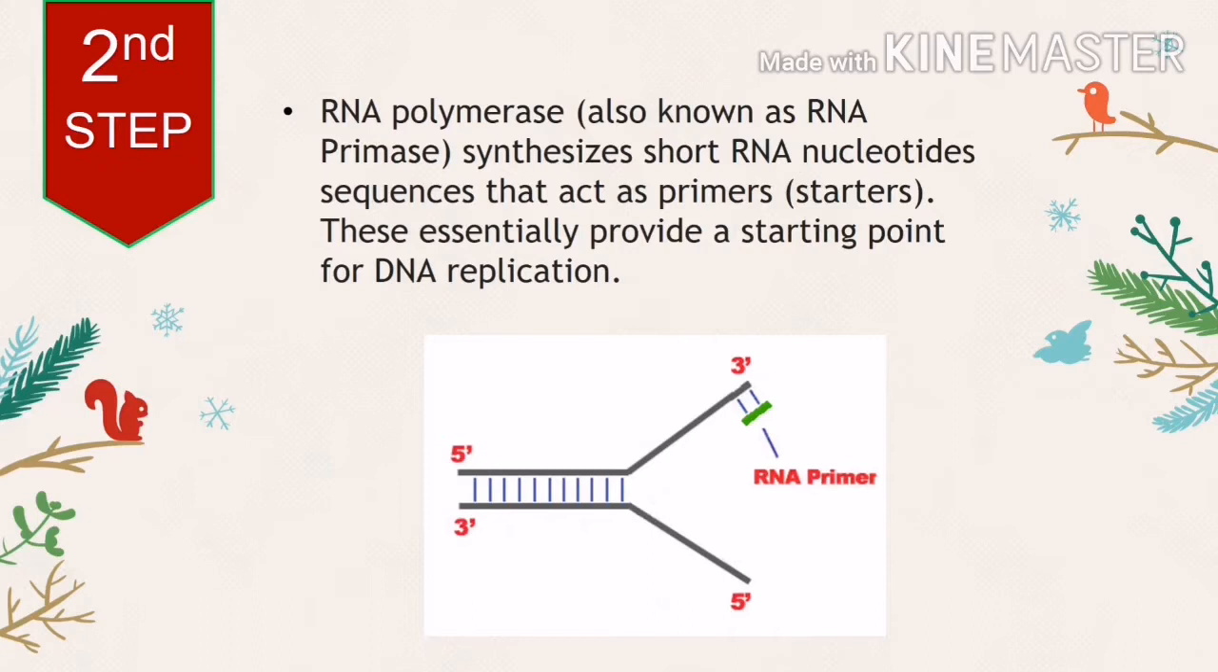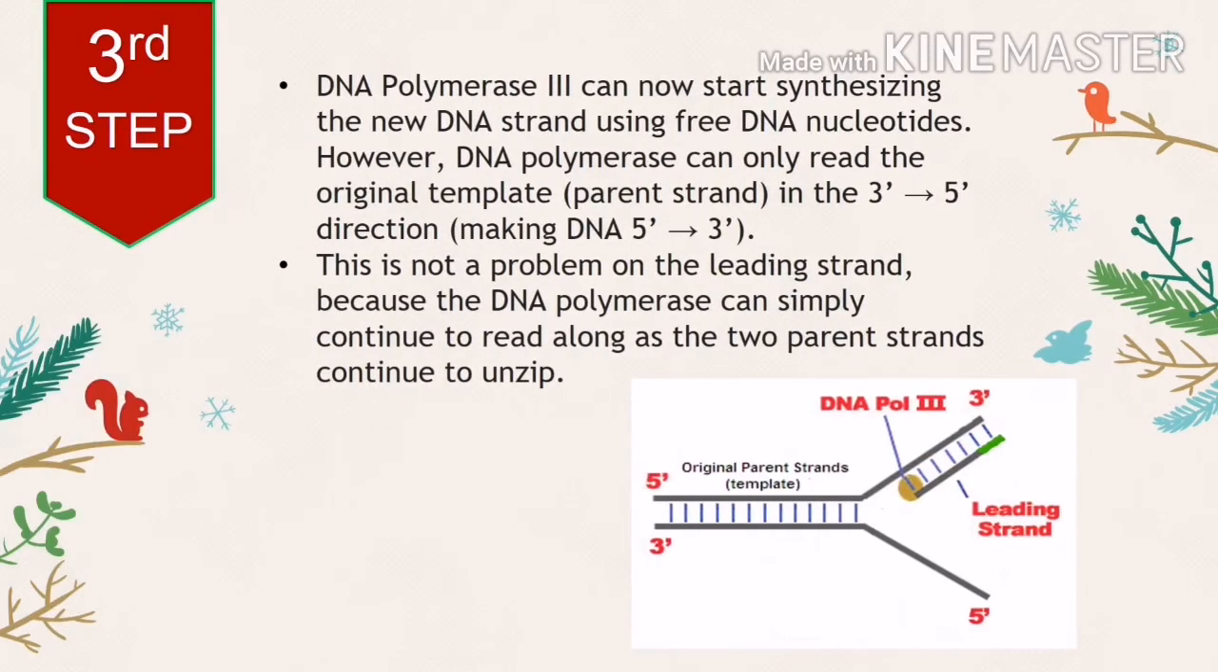The second step, RNA polymerase, also known as RNA primase, synthesizes short RNA nucleotide sequences that act as primers or starters. These essentially provide a starting point for DNA replication. For the third step, DNA polymerase III can now start synthesizing the new DNA strand using the free DNA nucleotides. However, DNA polymerase can only read the original template or the parent strand in the 3' to 5' direction. This is not a problem on the leading strand because the DNA polymerase can simply continue to read along as the two parent strands continue to unzip.